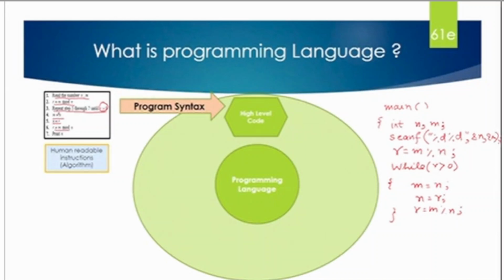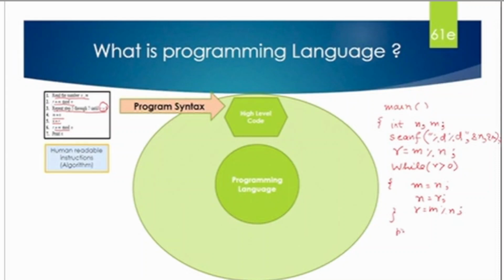Now, it needs to be repeated as long as this condition is satisfied. So what will happen if r is greater than 0? First, the value of m will become n, and n will become r, and r will be calculated. Again, it will go and check whether r is greater than 0. If it is still greater than 0, execute the same thing again. So this repetition is actually mapped by while in the C program. And finally, at last we need to print the value.